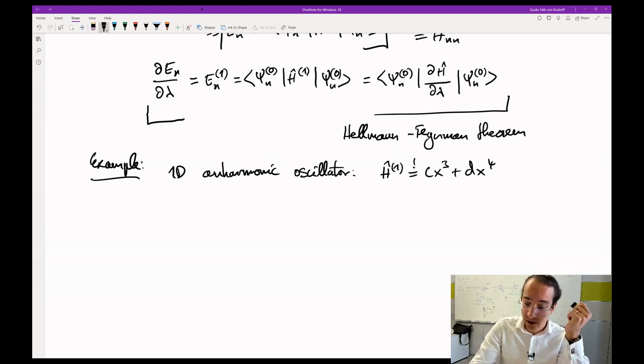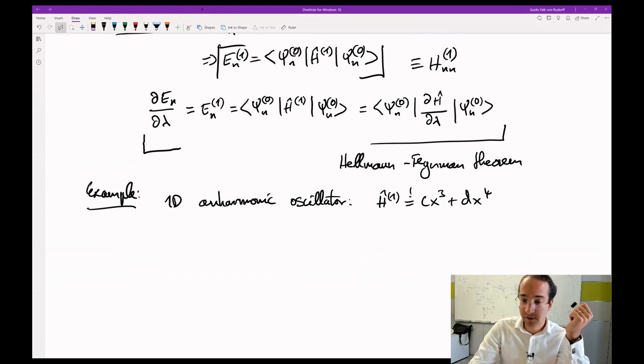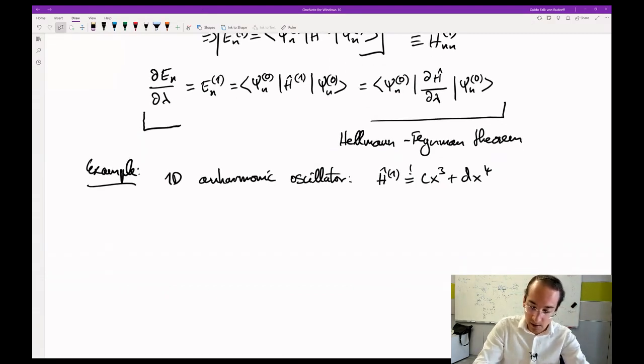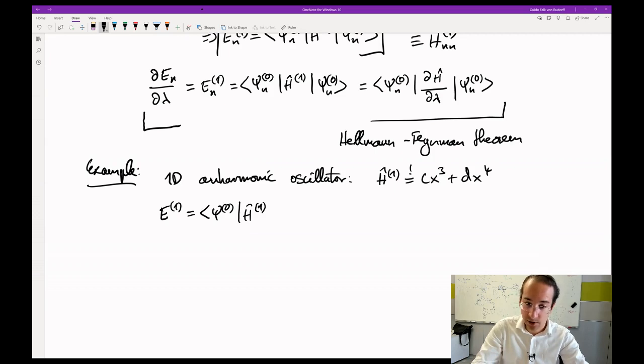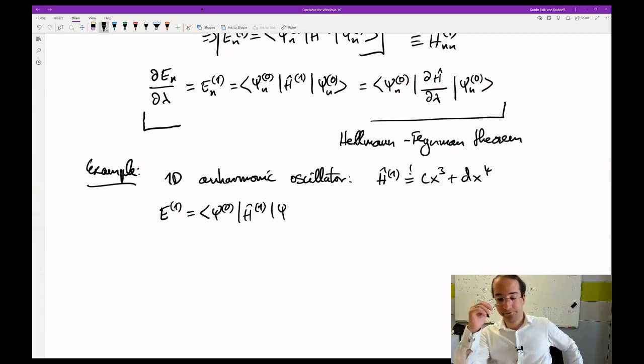Now, for this particular case, we also know the expression from just before, right? We know what the perturbing energy is because of this change in Hamiltonian. So we know that the linear energy part is the ground state wave function times this perturbing Hamiltonian times the ground state wave function again. So that's the expectation value of this particular perturbing operator.